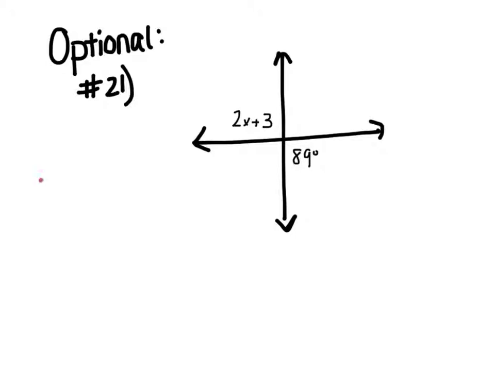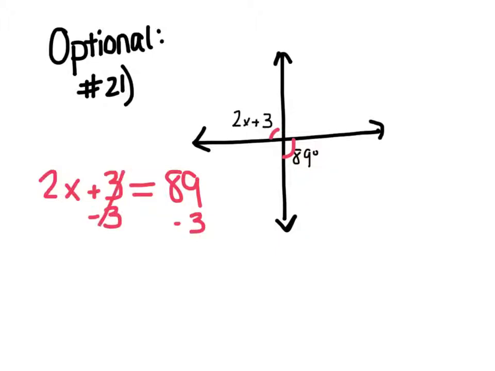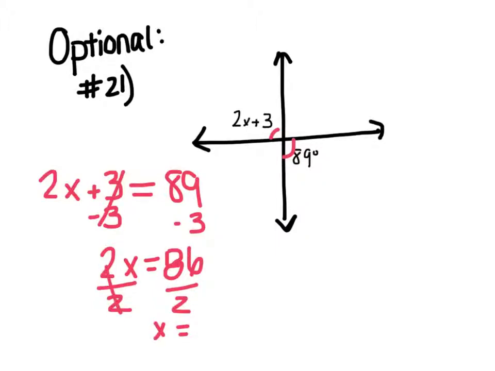So let's write that down. That's going to help us. We have 2x plus 3 has to equal 89, because this angle and this angle equal. Okay, well now I'm just solving an equation. And you guys are experts at that by now. Let's take away 3 from both sides. And we have 2x equals, oops, what am I doing? 86. And now we divide by 2. And I get x equals 43 degrees.